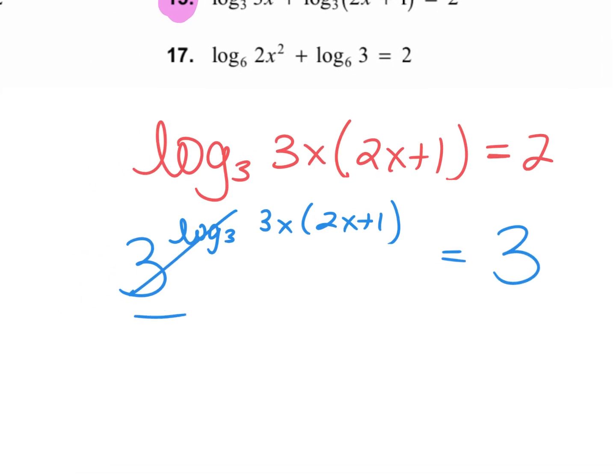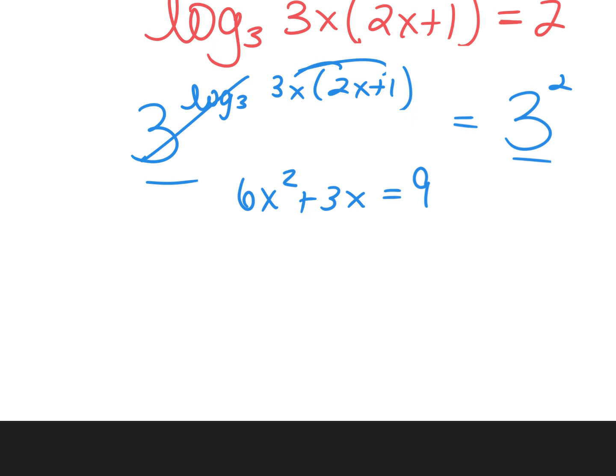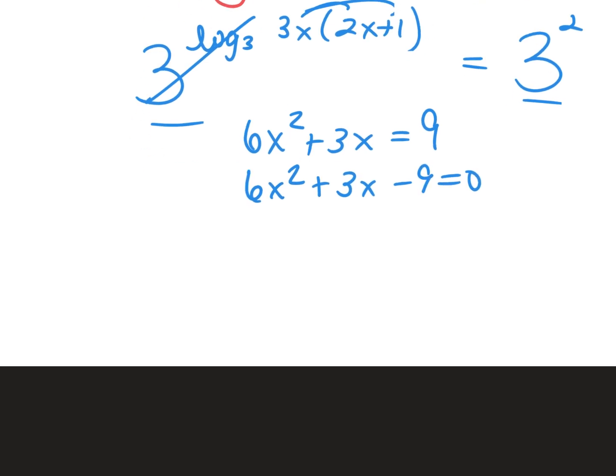So you write a big 3. Do you see how they're the same? And then this goes in the exponent. So what you end up with here is 6x squared plus 3x equals what number? Equals 9. Good. Now is this a quadratic? Yep. We're going to bring the 9 over. So 6x squared plus 3x minus 9 equals 0. We got to factor it.